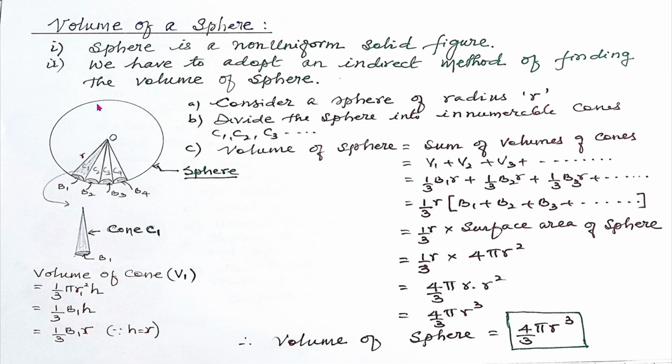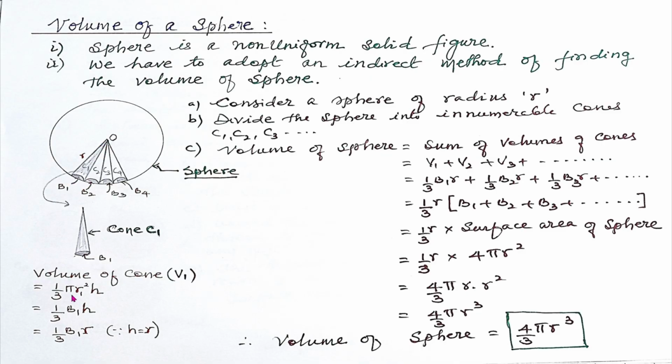So now I have taken a sphere here of radius r. I have divided this into innumerable number of cones. The whole surface area of the sphere is divided into different number of cones. I have cone C1, C2, C3, C4 and so on, and we have to find the volume of sphere. The volume of the sphere is equal to the volume of all the cones which form the sphere.